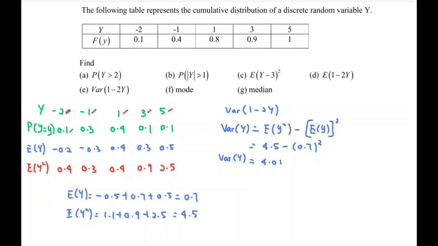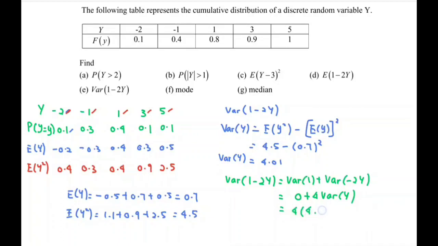Next, focus on the variance of 1 minus 2y. So variance of 1 plus the variance of negative 2y. Square the coefficient. Here we have 0 for the variance of the constant. Square the situation and we will have plus 4 variance y. So in here we will have 4 multiplied with 4.01. Then we will have the variance of 1 minus 2y as 16.04.